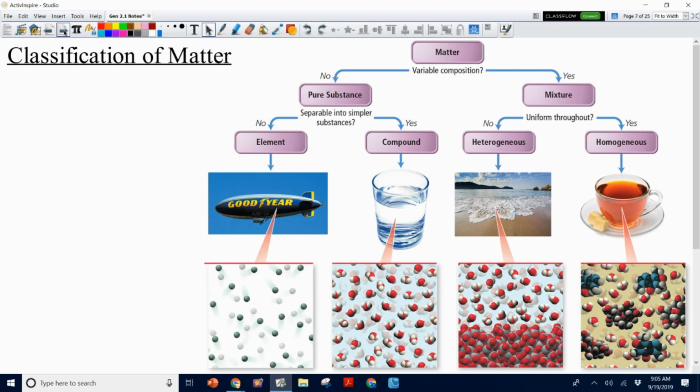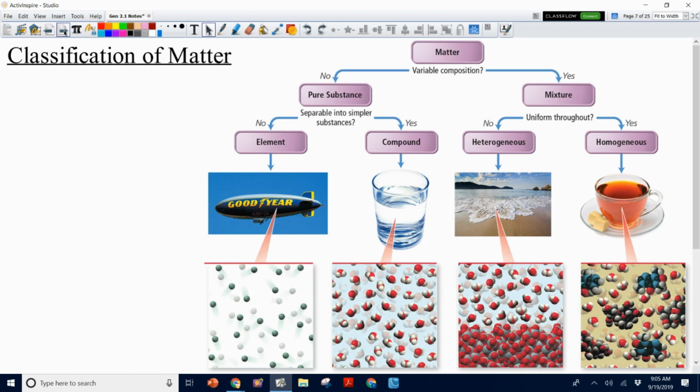Now, last year when you were studying biology, you talked about homozygous and heterozygous genes. Homogeneous and heterogeneous. Hetero means different. So when you look at a heterogeneous mixture, it looks different. Like, for example, sand and salt water. You can tell the difference between the sand and the salt water when you look at it.